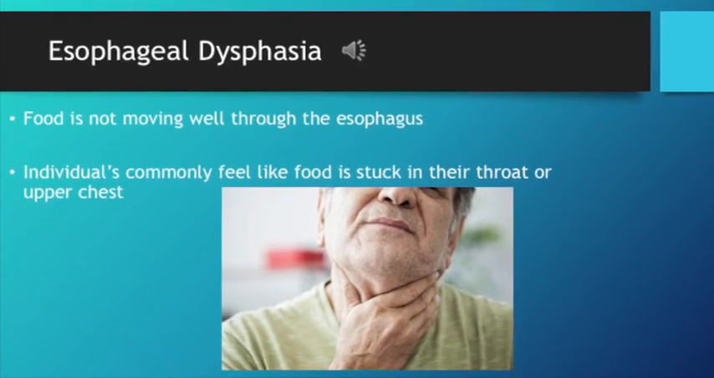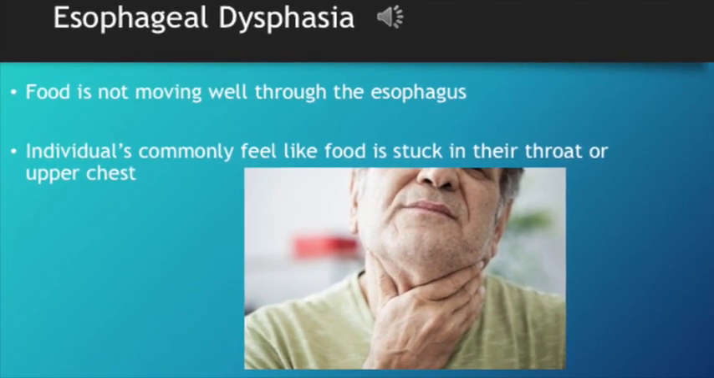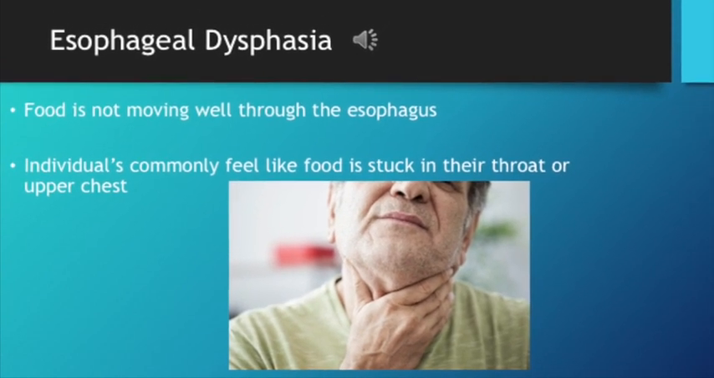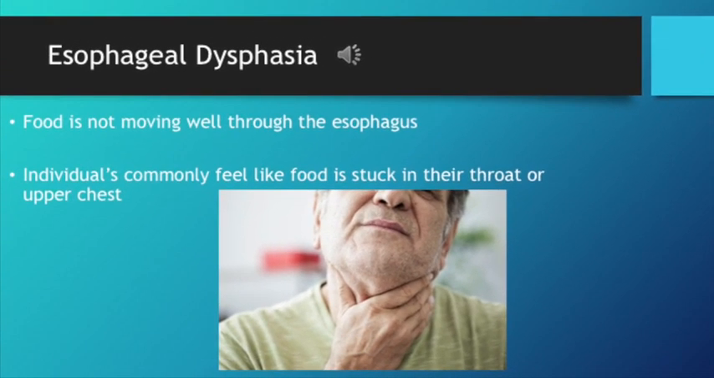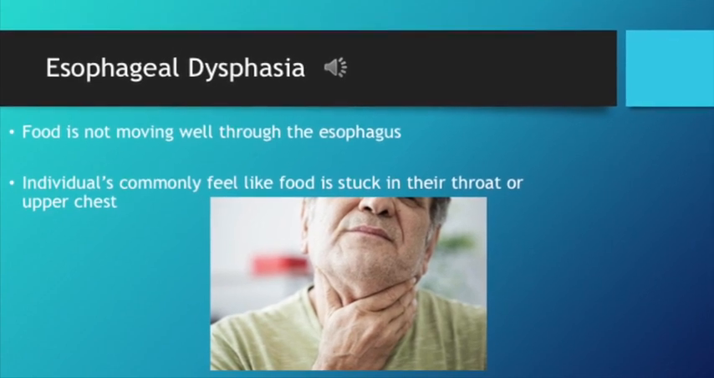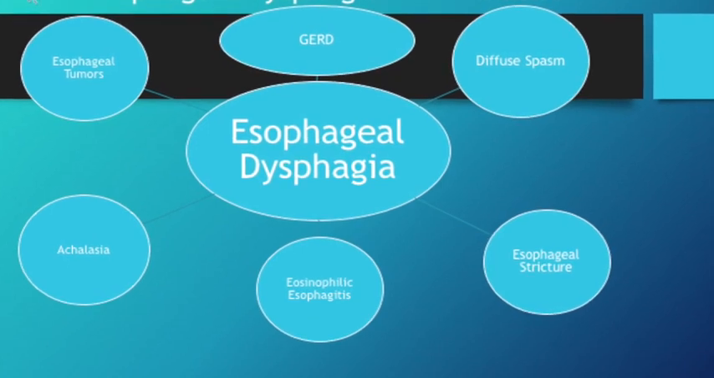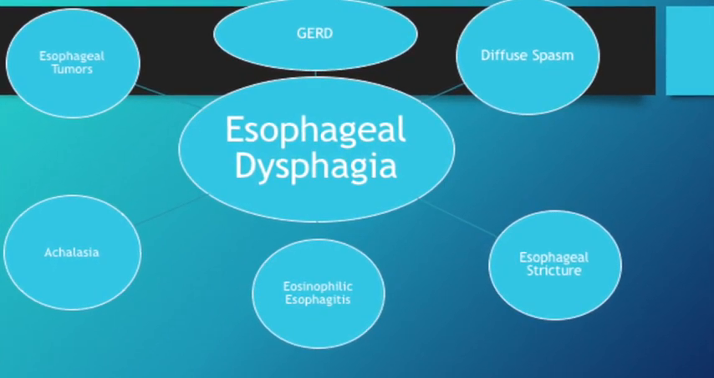Esophageal dysphagia occurs when food is not moving well through an individual's esophagus. It takes place in the esophageal phase of swallowing. It's commonly described as the sensation of food being stuck in one's throat or upper chest. Conditions which cause damage or disease to the throat are comorbidities associated with esophageal dysphagia.